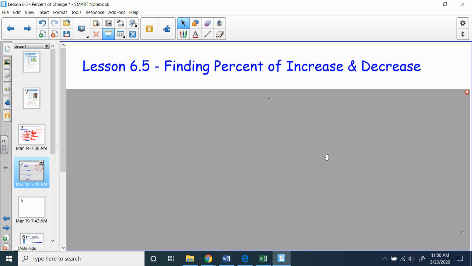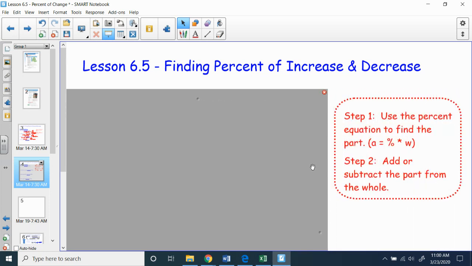The first thing we're going to do is record 2 steps that we're going to be using to find these solutions to our problems. The first step is that we're going to use the percent equation to find the part. We just finished using the percent equation and tested over it. If you remember, A is the part, and that equals your percent, written as a decimal, times the whole.